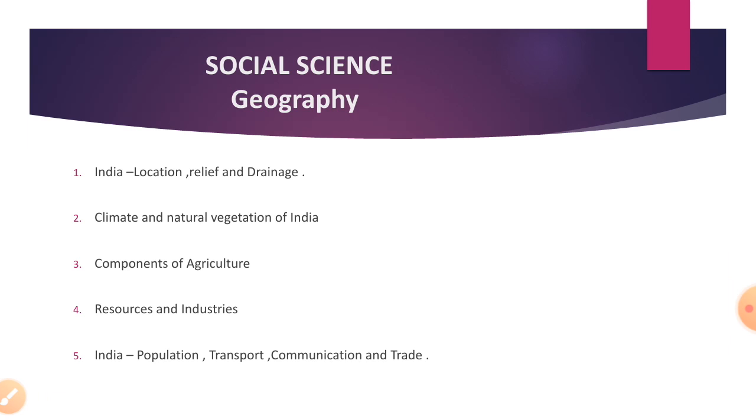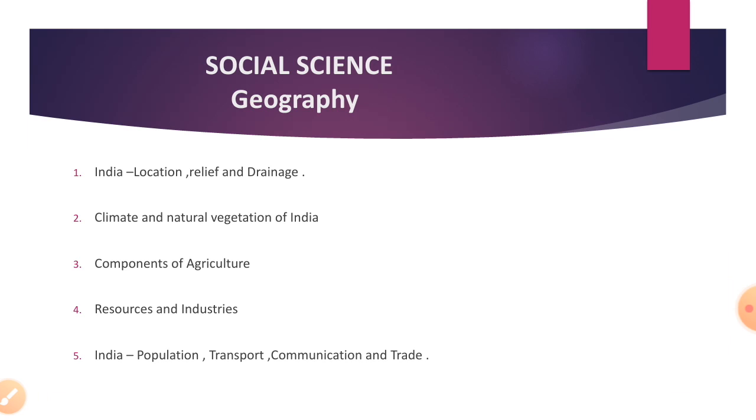Your second lesson is climate and natural vegetation of India. This lesson is about factors responsible for climate, then different seasons in our country and rainfall distribution, also about different types of natural vegetation and wildlife in India. Third lesson is components of agriculture. This lesson is about different types of soil, importance of irrigation and also agriculture, and also problems faced by the farmers in India.